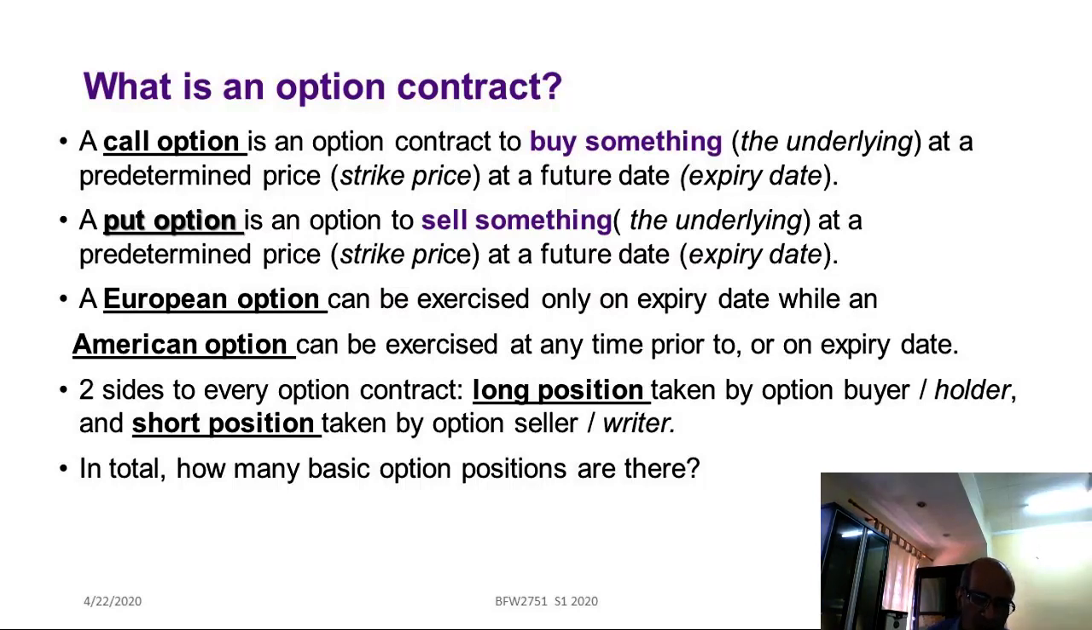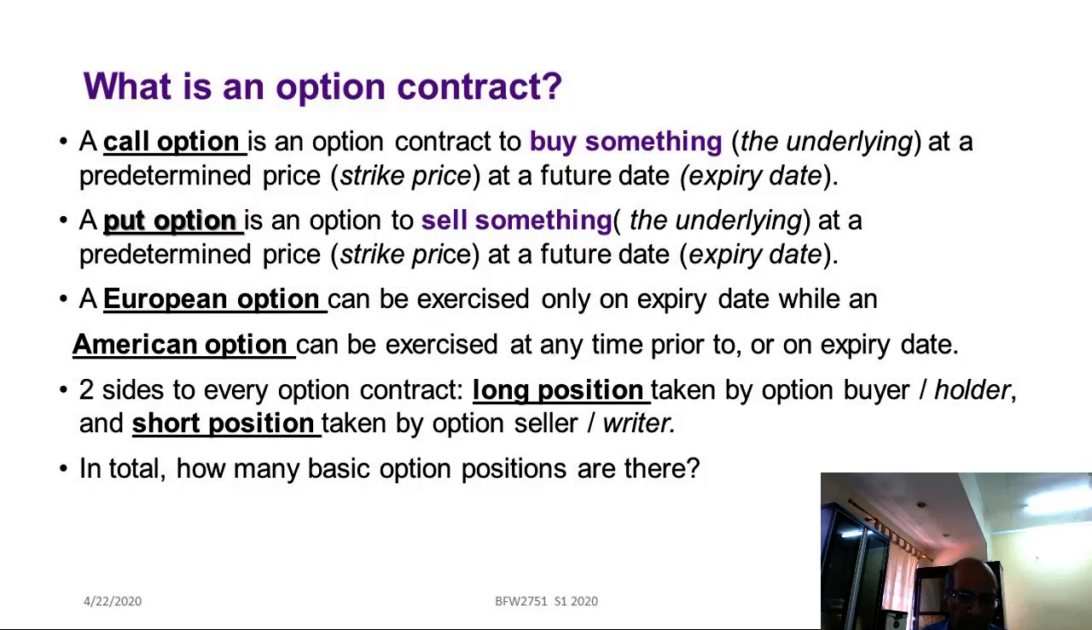Well, I told you there are two parties involved in options. Two sides of every option contract: a long position taken by the option buyer, called the holder, or simply the option holder. And a short position is taken by the option seller, normally a financial institution licensed to sell options. Not anybody in the street can sell options, because they have a very high commitment to pay later on. Their liability is large. So the short position is taken by the option seller, or we call it the writer.